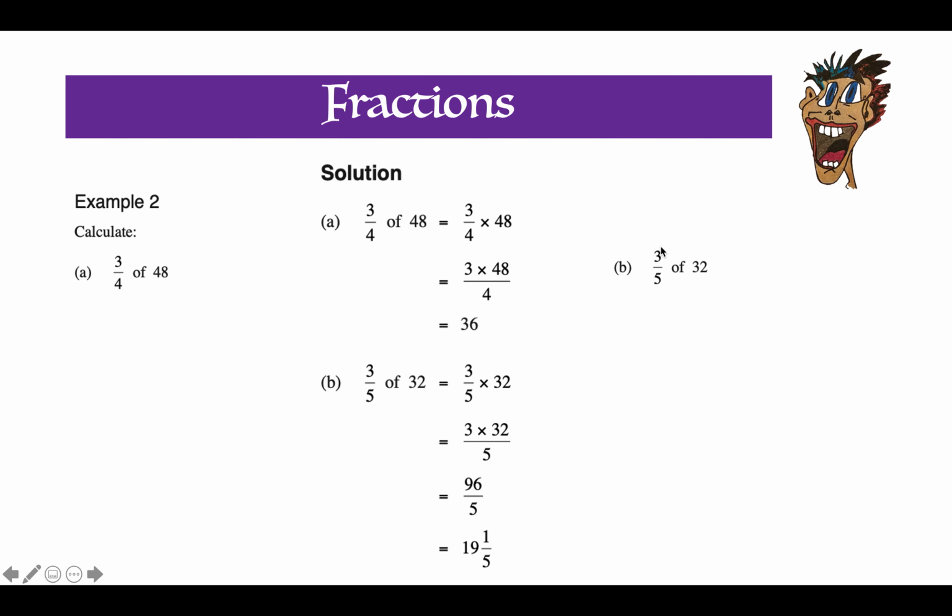What about this question? 3/5 of 32. So let's write it out. 3/5 times 32, and it's 3 times 32. So that's 96. 96 divided by 5. And that gets you this fraction here.